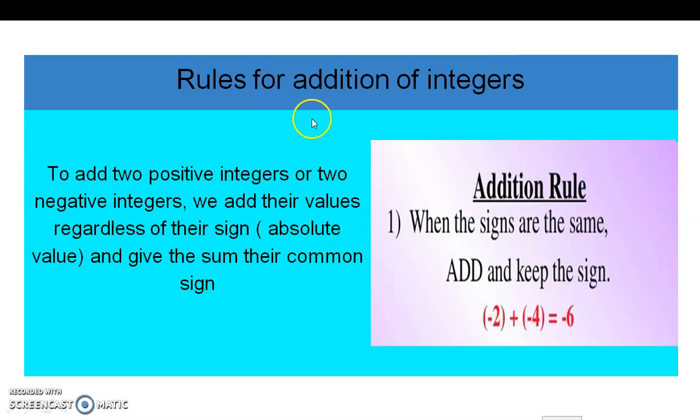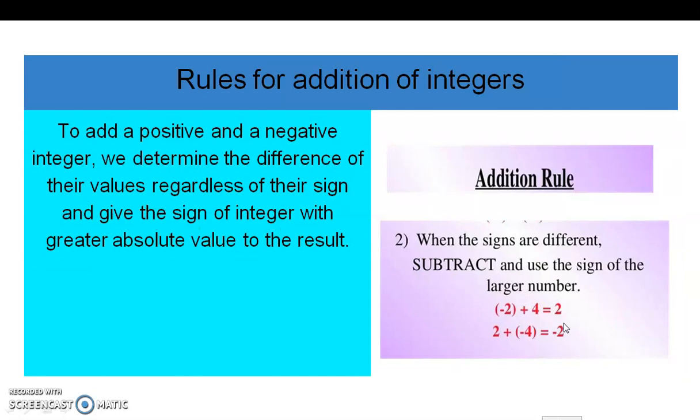Moving on to the rules of addition of integers. Now this is very important, and you have to keep in mind that when we are adding two positive integers or two negative integers, the rule is that we add the values regardless of the sign, and we give the sum the sign which is a common sign. For example, I have taken an example, see -2 and -4. Both of them are negative integers. So we will just add their values. 2 plus 4 is 6. And then we'll put the sign, the common sign, which was a minus sign.